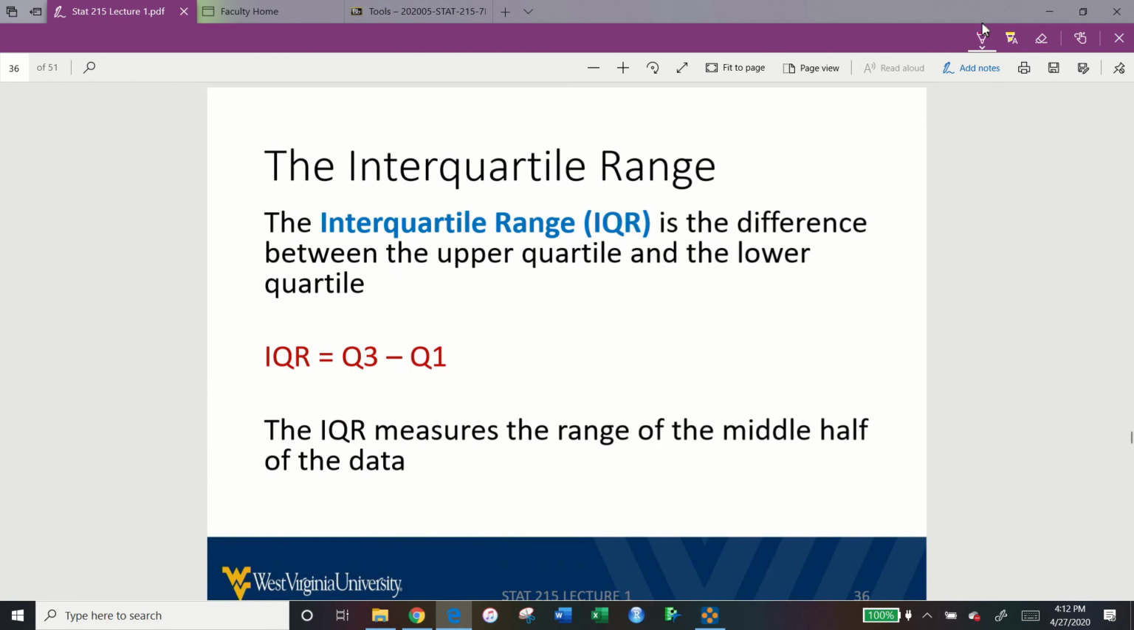The interquartile range, or IQR, is the difference between the upper quartile and the lower quartile. We often abbreviate each quartile as Q1 for quartile 1, the median is often represented as quartile 2, quartile 3, 75%, and quartile 4, or 100%. So the IQR is Q3 minus Q1. And again, the IQR is going to measure the range of the middle half of our data.